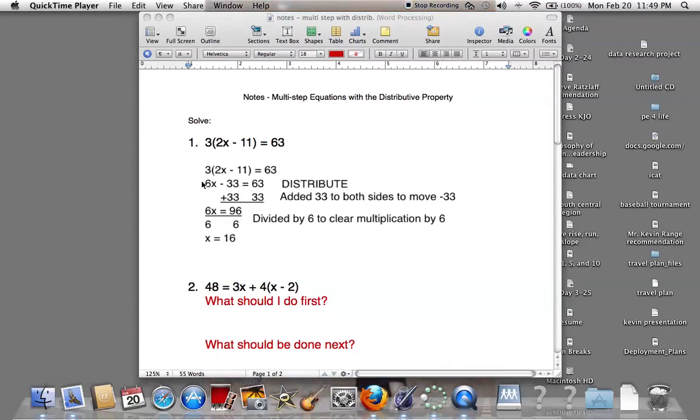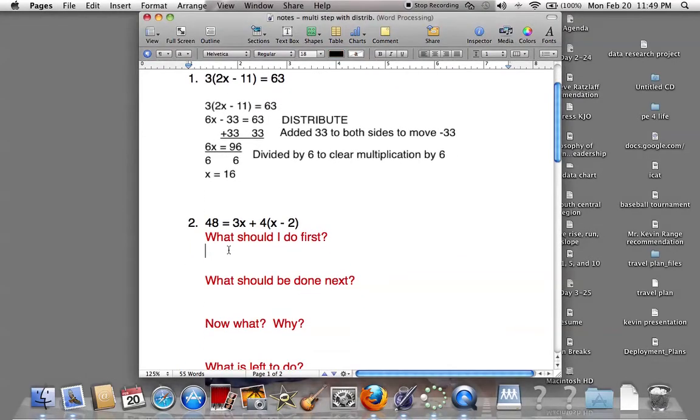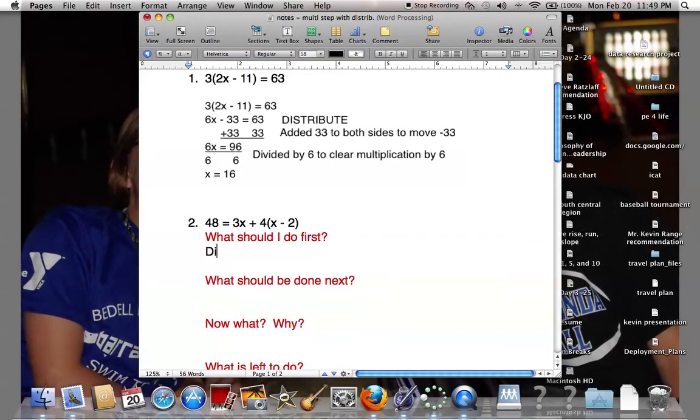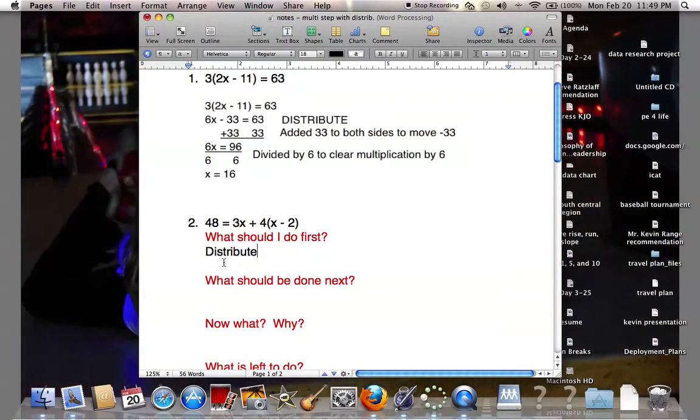Really what we added from what we've done so far this week is we just added in the distributive property at the very beginning. So if we come down and look at example number 2, I see 48 equals 3x plus 4 times the quantity x minus 2. What should I do first? Distribute, because I need to clear this 4 from the parentheses so that I can get rid of and combine the things that are in the parentheses.